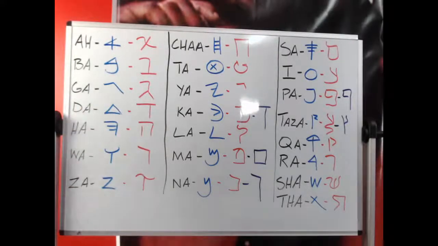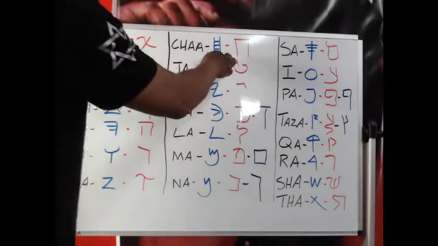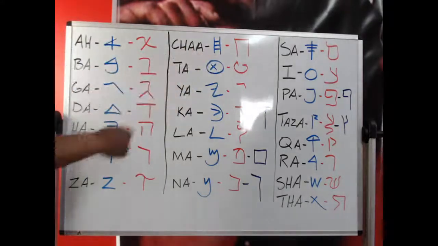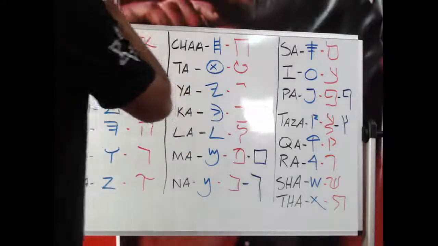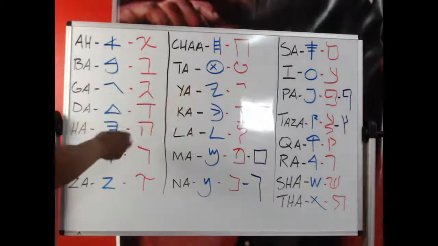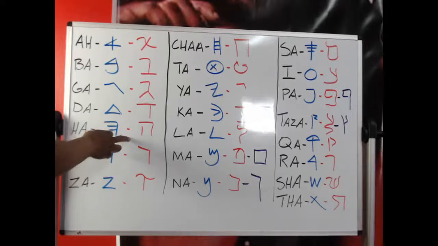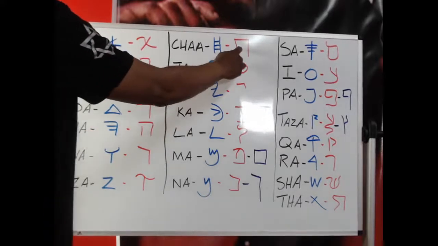Curvy line. Another one down the middle. Next, we have Ka. Very strong syllable. Kind of looks like Ha, doesn't it? But there is no space.